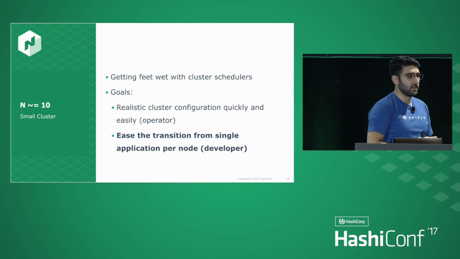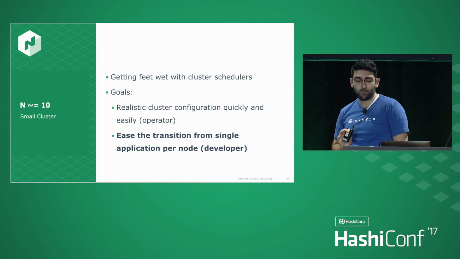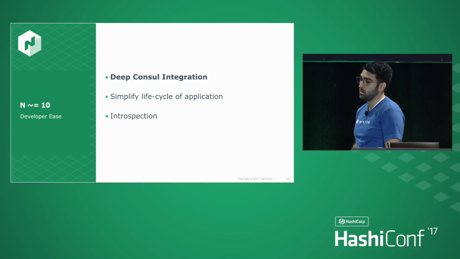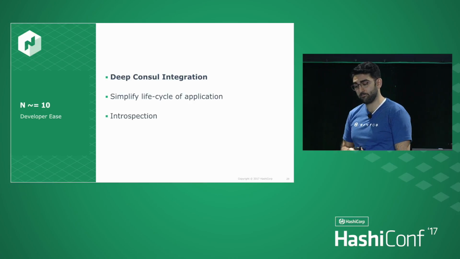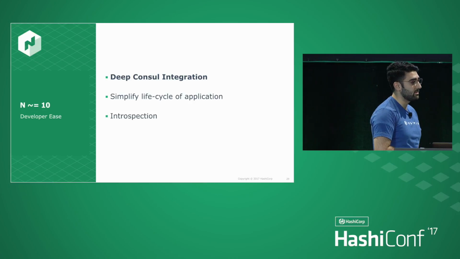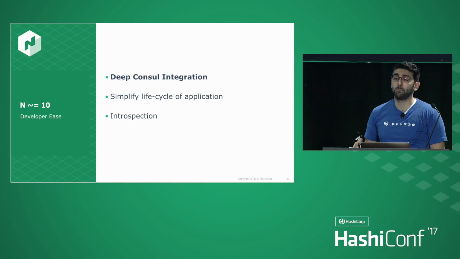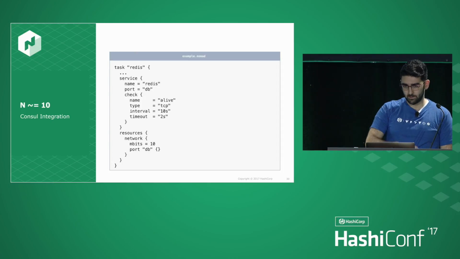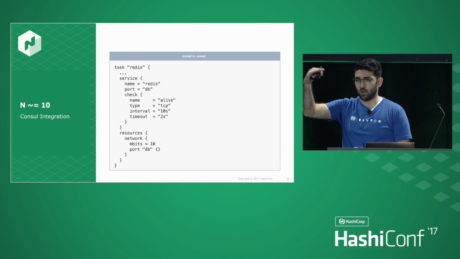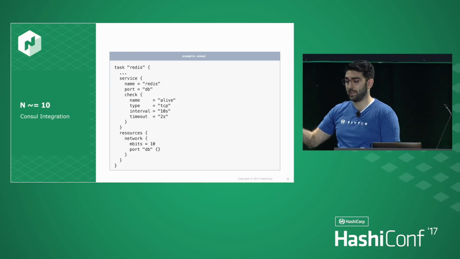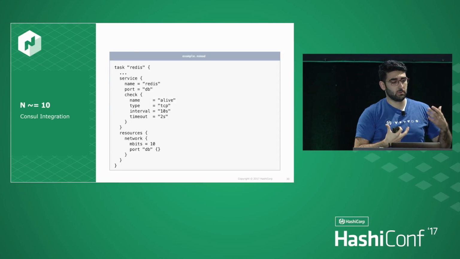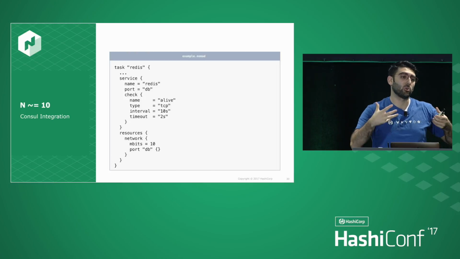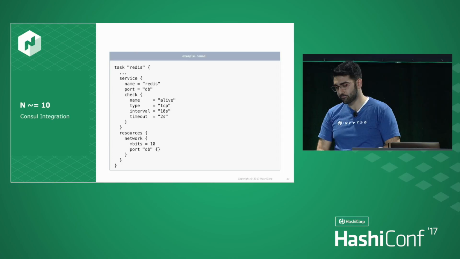So what do we do for developers? We do 3 things, I think, to help ease the transition. And those are an even deeper Consul integration. We try to help simplify the lifecycle of applications and help introspection when things go wrong. So if you run a Nomad job, the topology is something like you have a job, jobs have task groups, and then tasks are embedded in task groups. And those are what are running on your cluster. And task groups let you run multiple tasks co-located together.